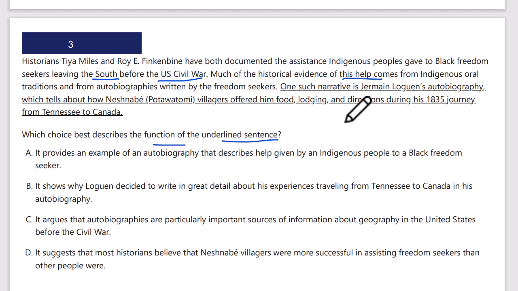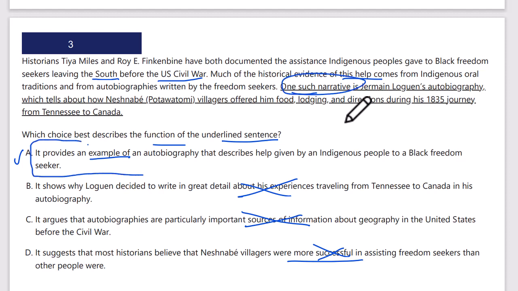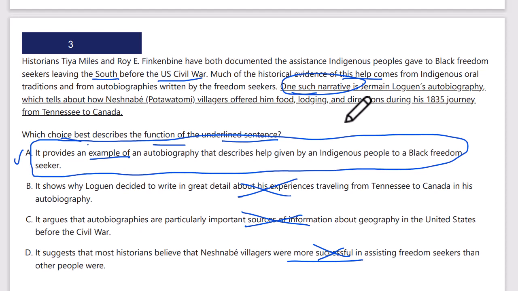Okay, yeah, I mean, it is an example. This looks good. Hold on to that. It shows why Logan decided to write in great detail about his experiences. No, that's not it. It argues that autobiographies are particularly important sources of information. No, it's not that broad or general claim. It suggests that most historians believe villagers were more successful. No, nothing about their success. This is not the idea either. It simply is providing an example. One such narrative is an example. A is the correct answer.